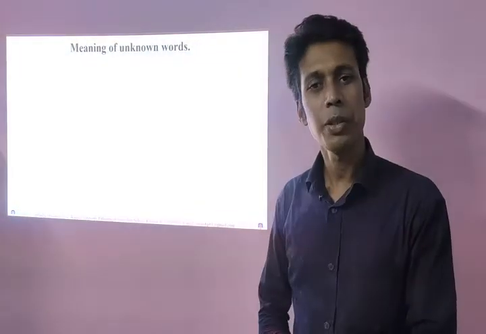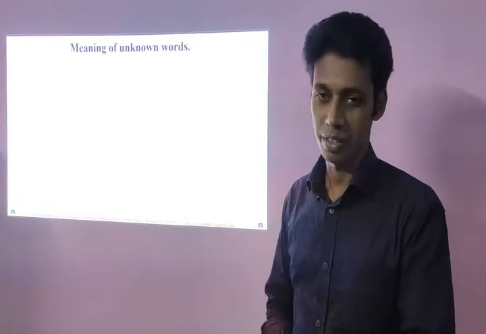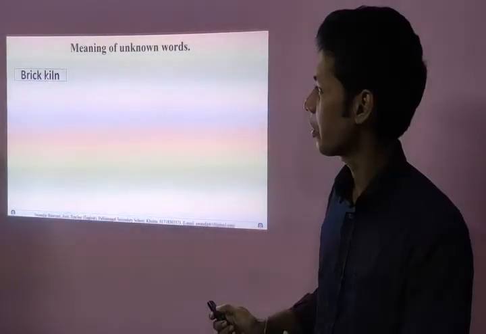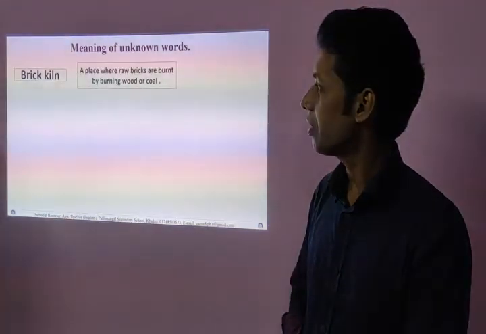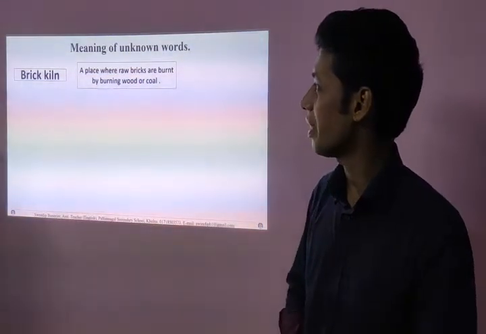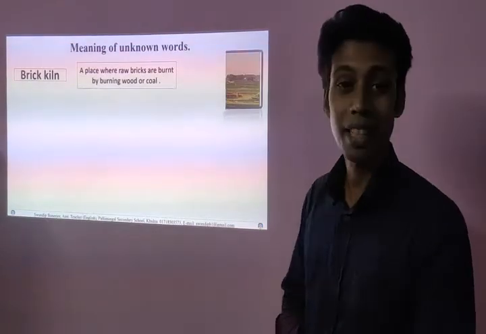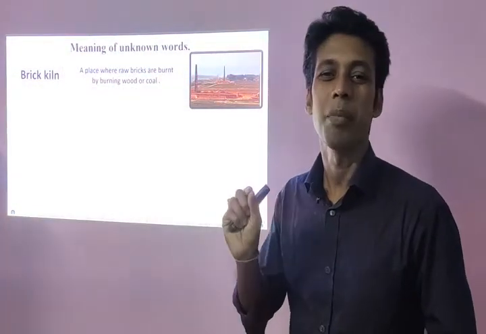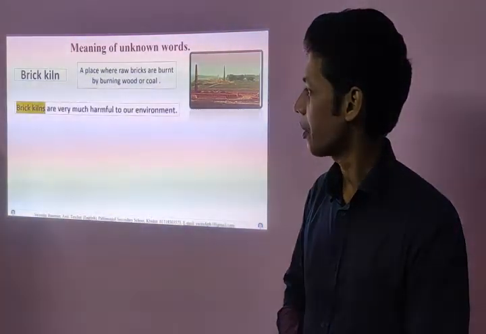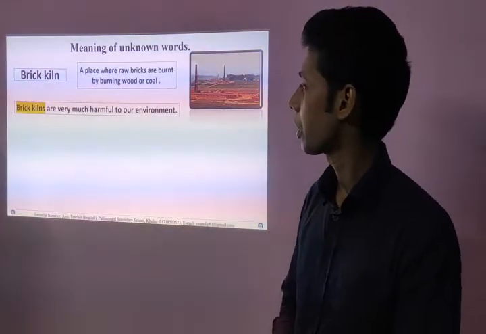So, dear students, before going through the text, we'd like to learn some new words, and they are many. First one is brick kiln. That means a place where raw bricks are burned by burning wood or coal. That is called brick kiln. Okay, let's see a picture of brick kiln. That is called in Bangla eet bhata. Let's see a sentence: Brick kilns are very much harmful to our environment.